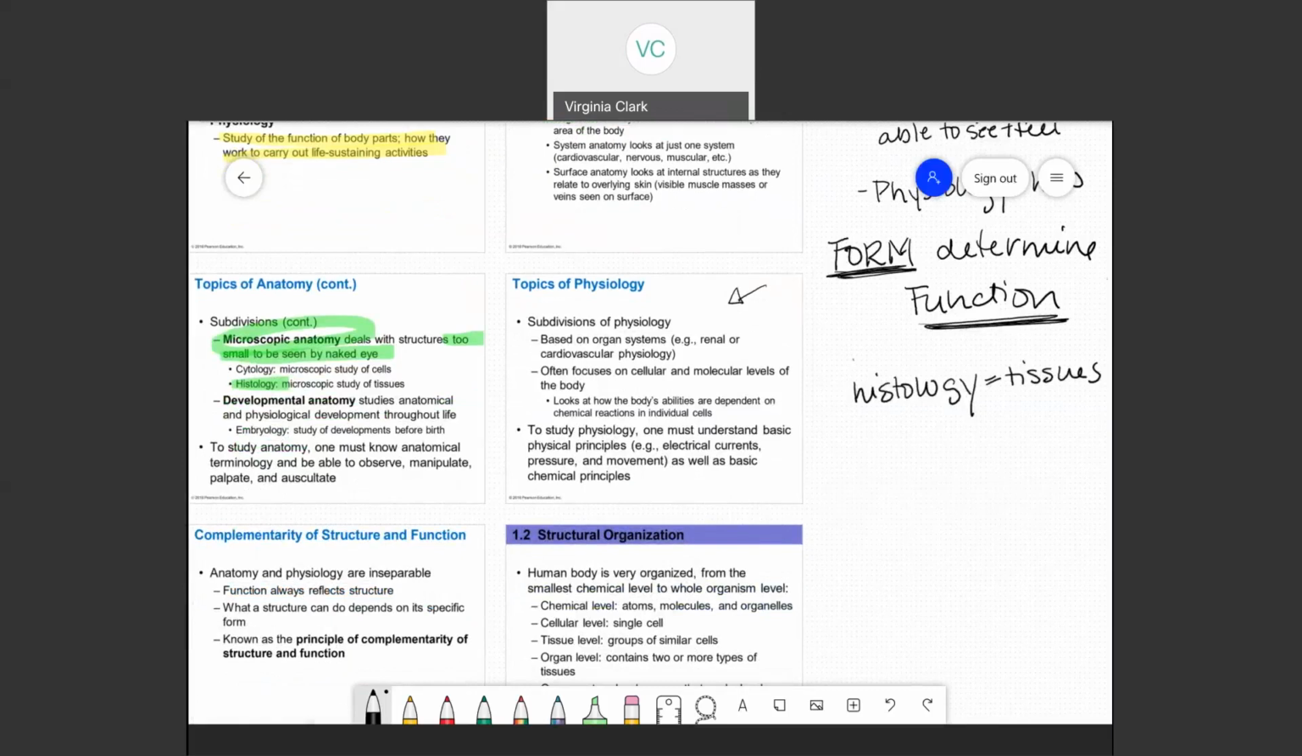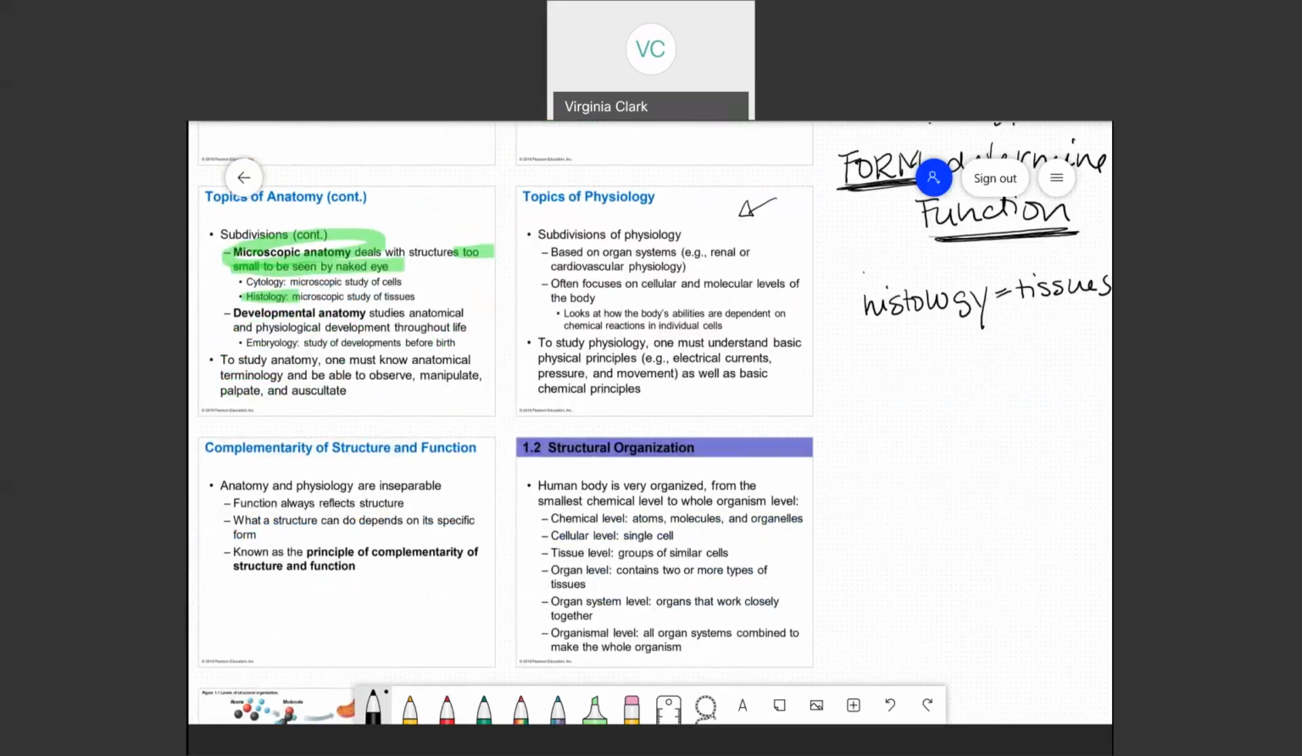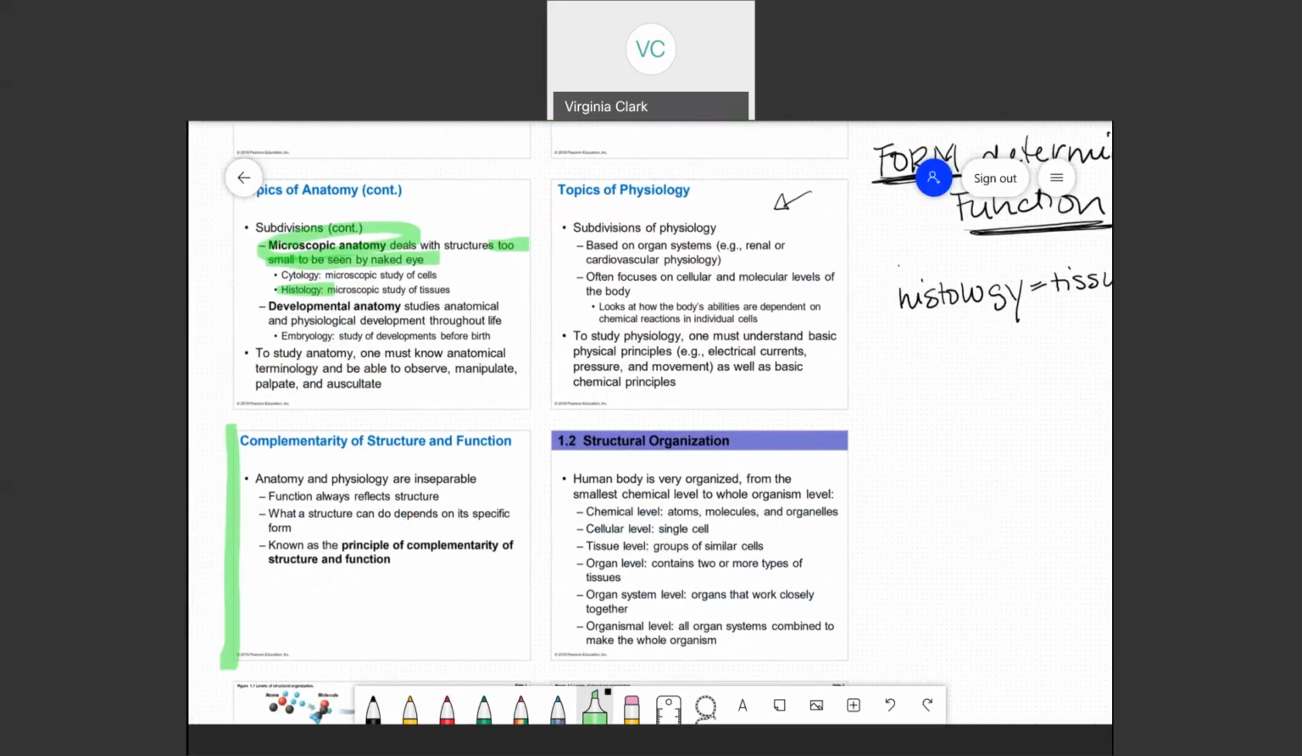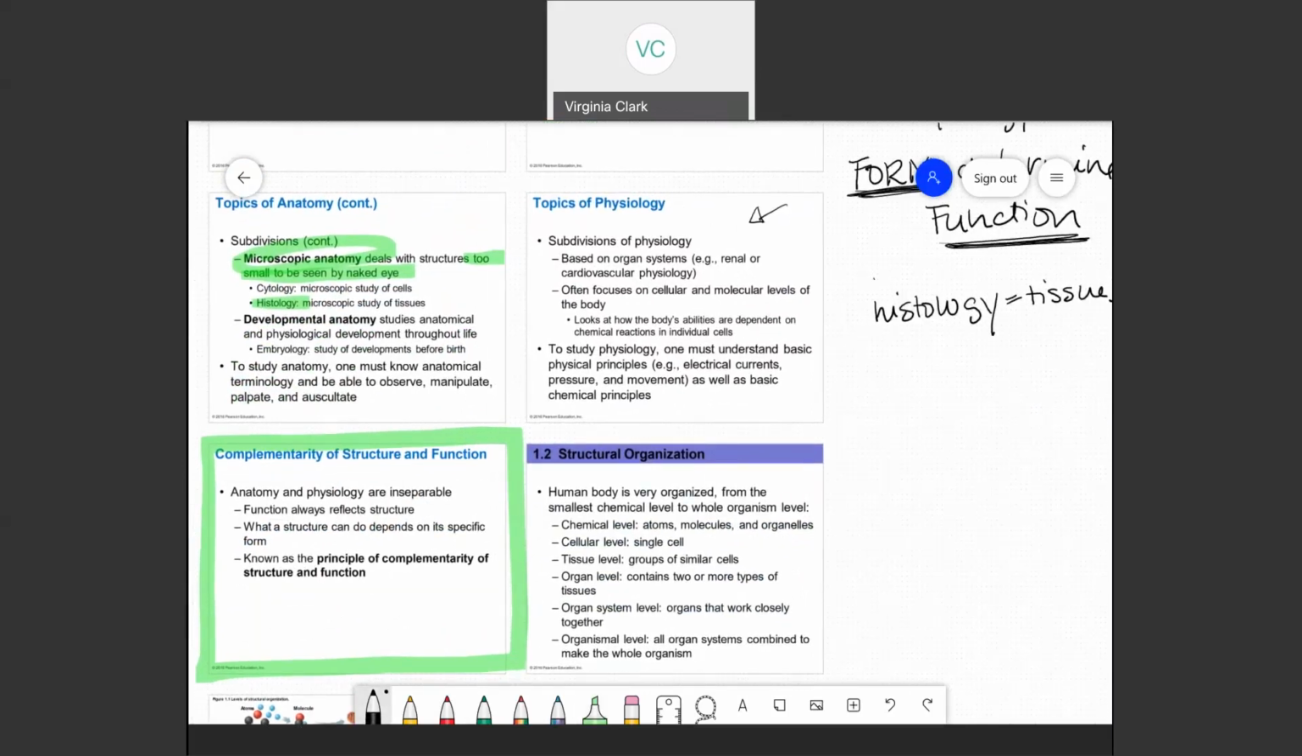Okay, so I briefly gave you an idea about this concept, but a big takeaway from this first chapter is going to be the complementary nature of structure and function. This is what I was referring to, where you have to have this concept understood to really understand the why behind this course. The complementarity of structure and function, how these two actually work together.